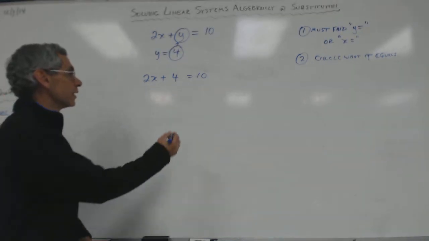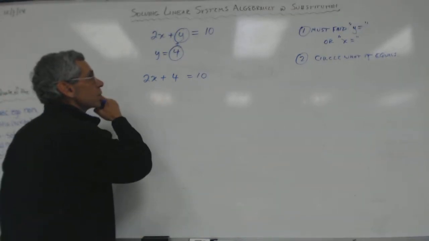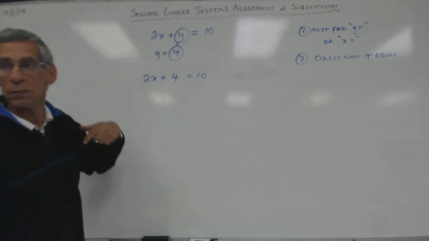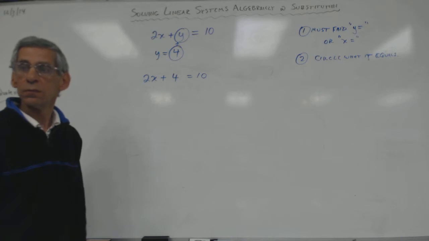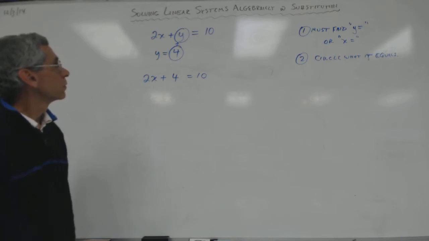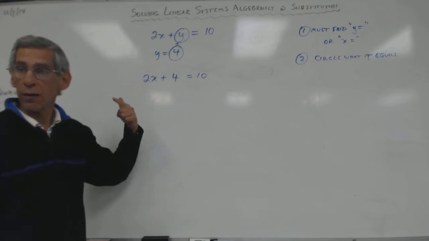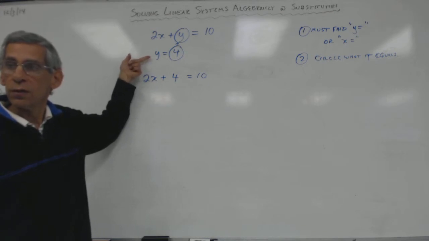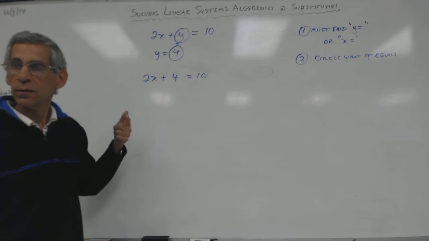Wait, Gary, couldn't y also be 2? Where are you seeing that? Instead of 4, couldn't you make it 2? Because 2x could be 4. But that's not the problem. The problem I gave you is y equals 4. That's just how the problem is set up.